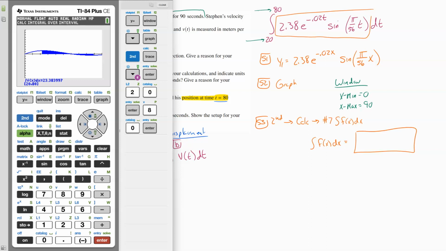You would round this. When you go for your final answers on the calculus test, you always do it to 3 decimals. In between values, if you're using them, you always want to do it to 6. So this would be 23.384.